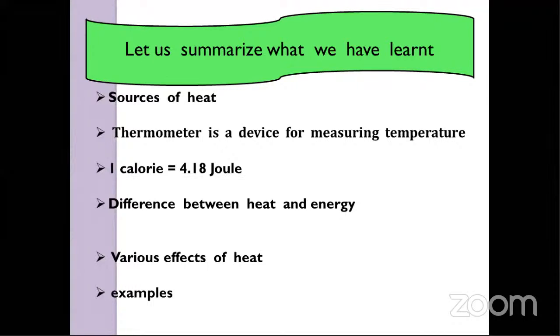The various effects of heat. There are different effects we find on an object when we cool it, when we boil it, and when we give heat to it. At that time it will expand or contract. All these are the effects of heat. And last, we solved the two examples given in the textbook.